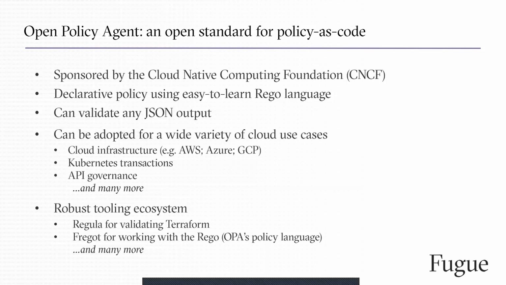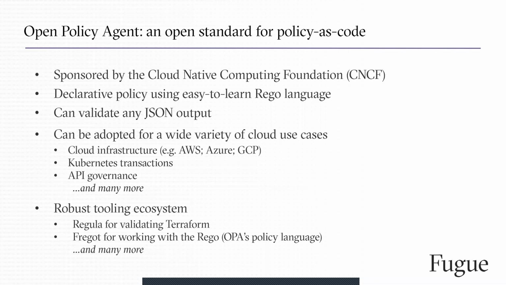maintain Kubernetes. It is based on writing declarative policies using a language called Rego, which is the language for OPA. It's kind of a declarative query and predicate language. It's really easy to learn for simple use cases, and it allows you to go to very sophisticated use cases. It can validate any JSON data.